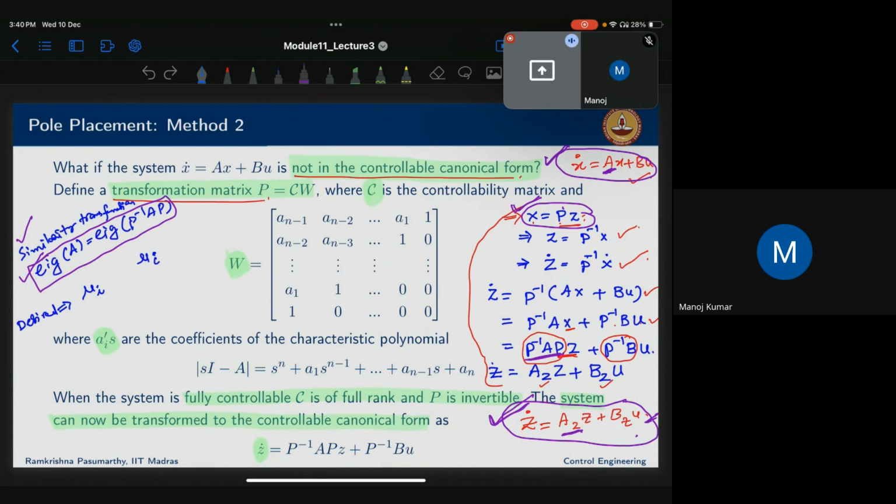Okay, so the transformation matrix P we would write as P is equal to CW, where C is nothing but the controllability matrix. W is of this form, so we get this matrix P. Is this clear now? Then we have this sI minus A polynomial, and this z dot state space model. If P is invertible, we write the new state space model like this.